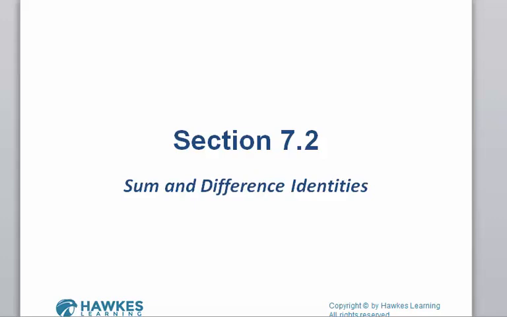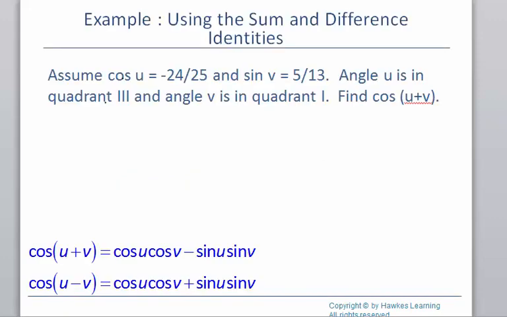We'll now look at one additional example from section 7.2, where we are discussing the sum and difference identities. Our example reads, assume cosine u is equal to negative 24 over 25, and sine v is equal to 5 over 13. Angle u is in quadrant 3, and angle v is in quadrant 1. Find cosine of u plus v.